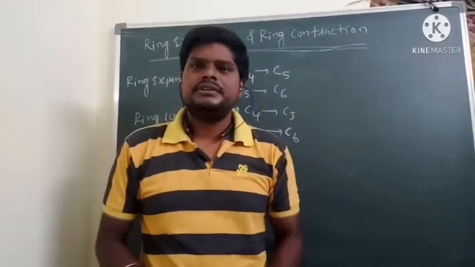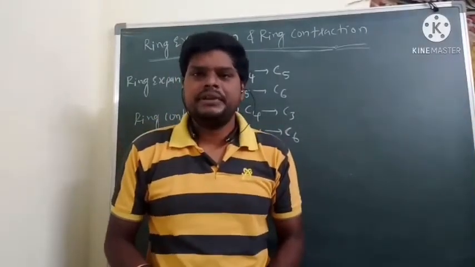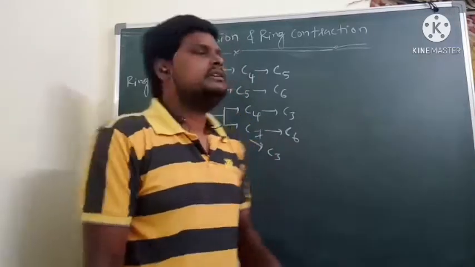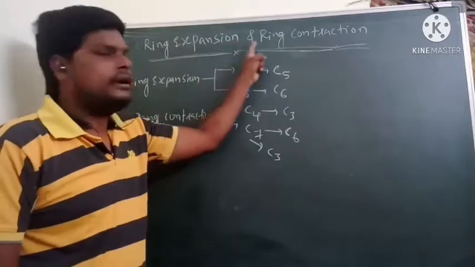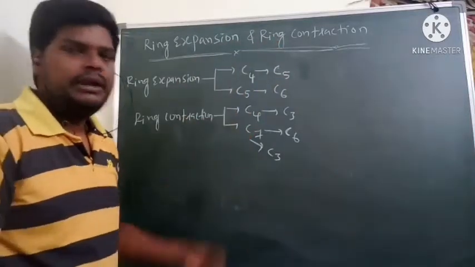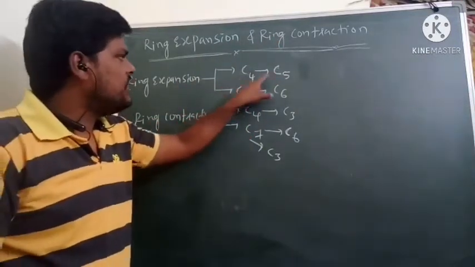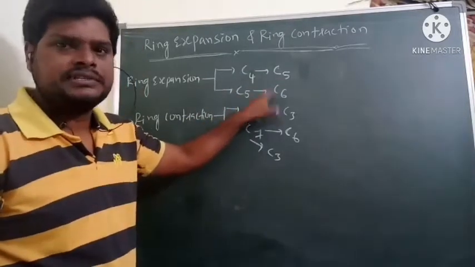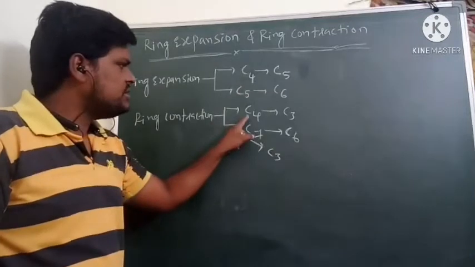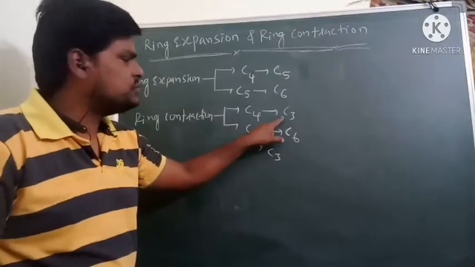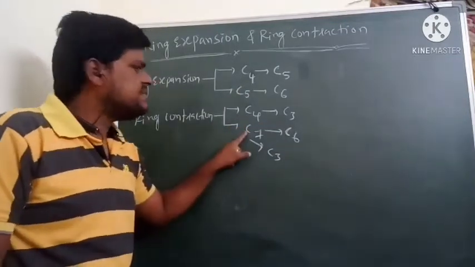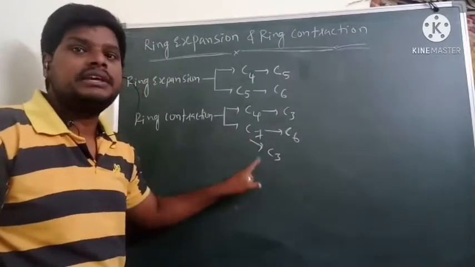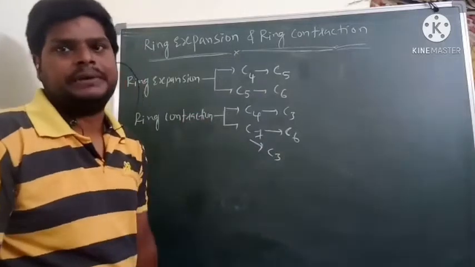Hello my dear students, today I am going to explain a very important concept for NEET and JEE Mains, that is ring expansion and ring contraction. In ring expansion, C4 is expanded to a C5 ring, and C5 is expanded to a C6 ring. In ring contraction, C4 is contracted to a C3 ring and C7 is contracted to a C6 ring. Rarely, C7 is converted to a C3 ring.